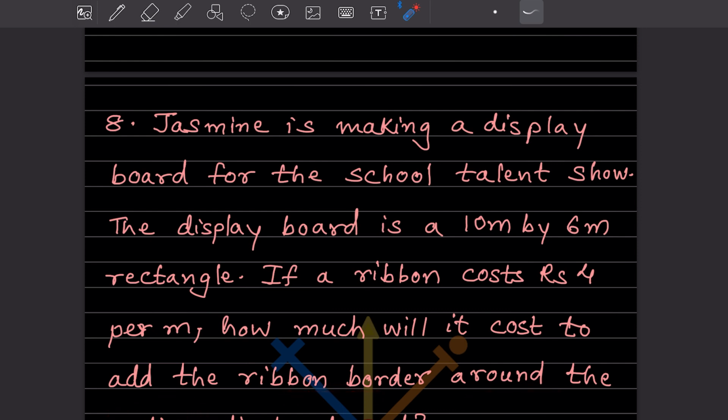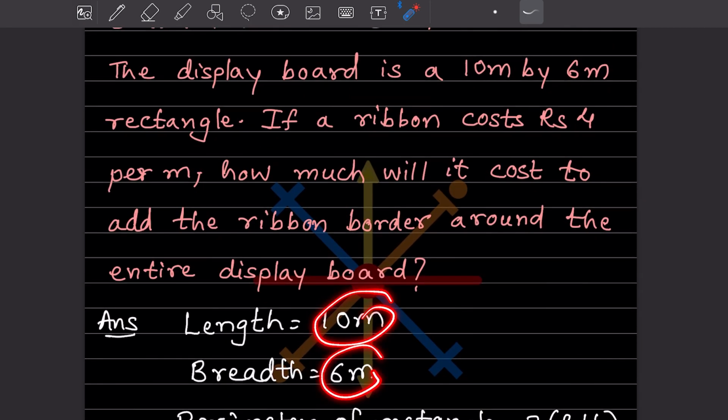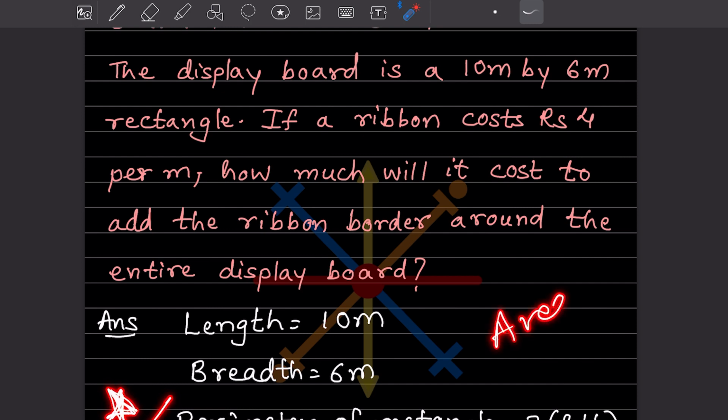So this is the length and this is the breadth. Length is 10 meter, breadth is 6 meter. As I told you, the cost is given per meter, so you have to go for the perimeter, because directly the word perimeter is not given. Many of them write the area and then they get the wrong answer. So just try to understand that if square is given, then it is an area, and if it is just per meter, that is going to be the perimeter.